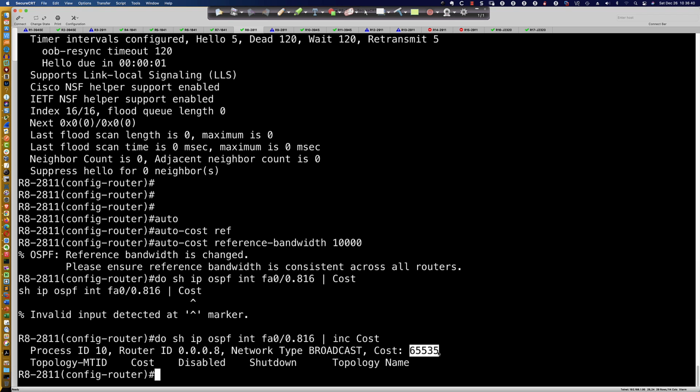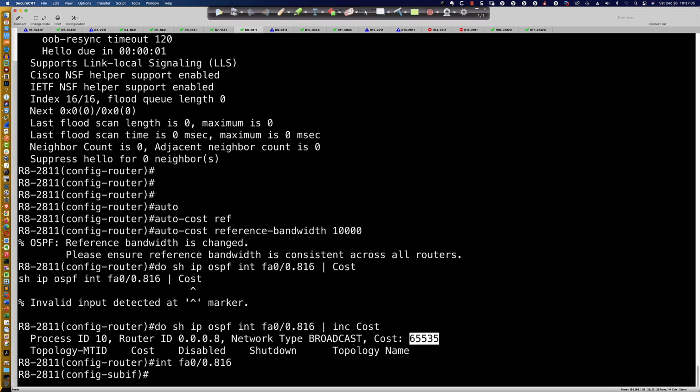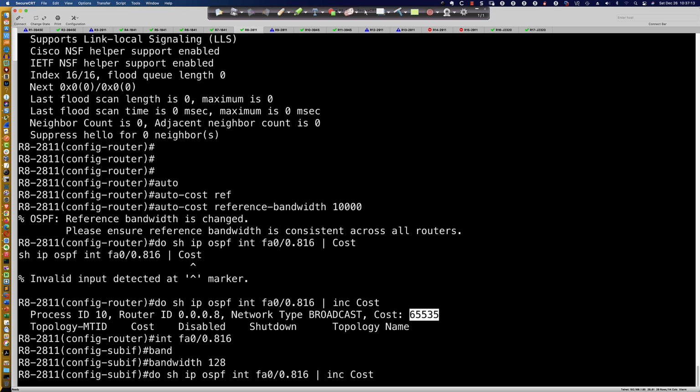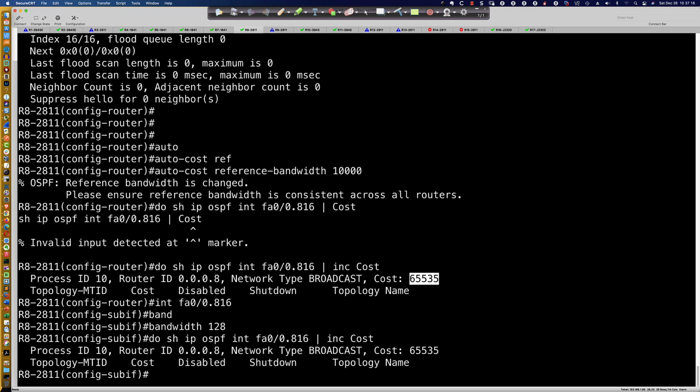Well, that's a very, very important value. Because if this is a 64 kilobit per second link, again, we're suspending reality and saying we have a 64 kilobit per second link, and the cost is 65,535. Well, what if on that interface FastEthernet 0/0.816, it's actually not 64 kilobits per second, it's 128 kilobits per second. Now what happens to the cost? Gee, that's funny. That looks like the same cost to me.